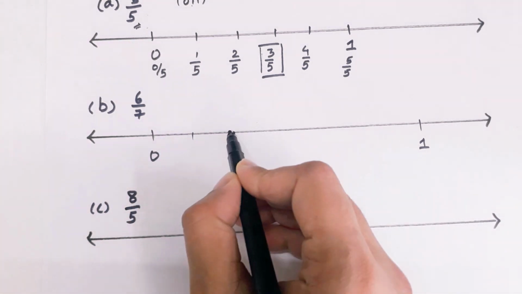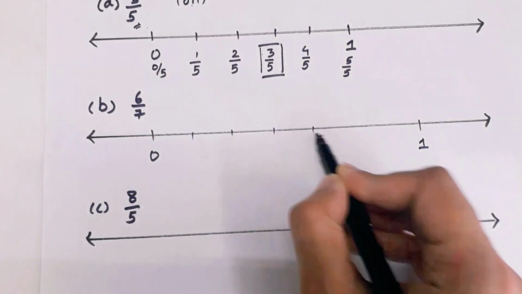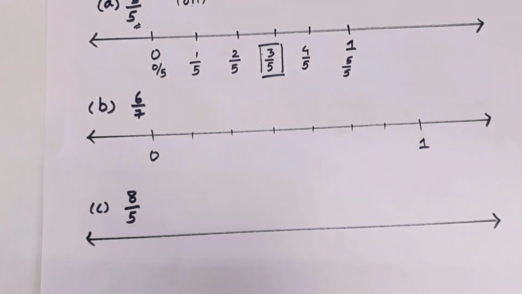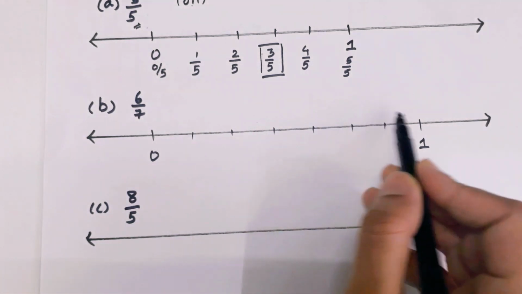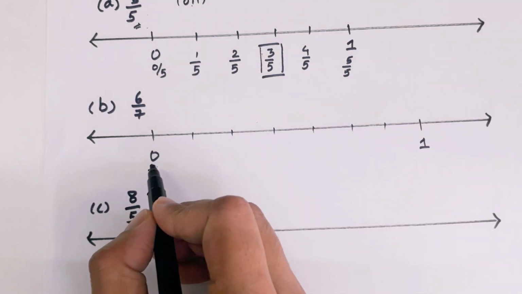This is 1. Okay, I made 7 equal spaces: 1, 2, 3, 4, 5, 6, 7. So the first one will be 0 upon 7.